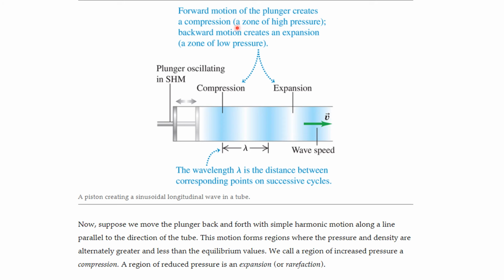So if we're measuring the pressure, that would be a transverse wave. Backward motion creates an expansion, which is a zone of low pressure. So again, you see how these two go together. You also see that a wavelength is the distance between corresponding points on successive cycles.